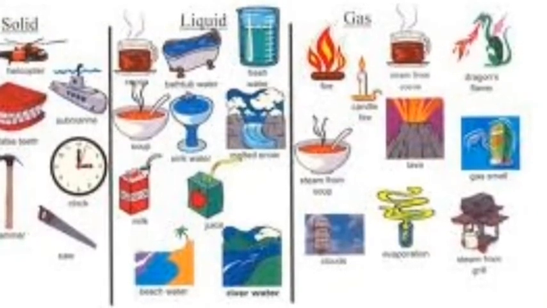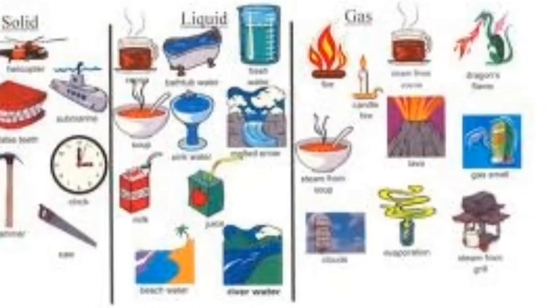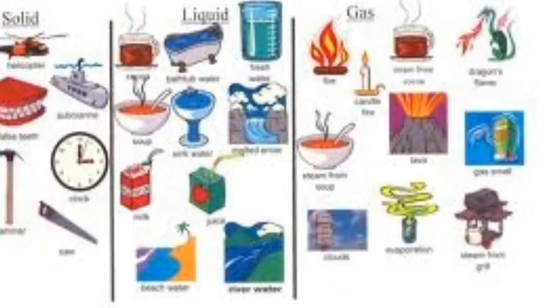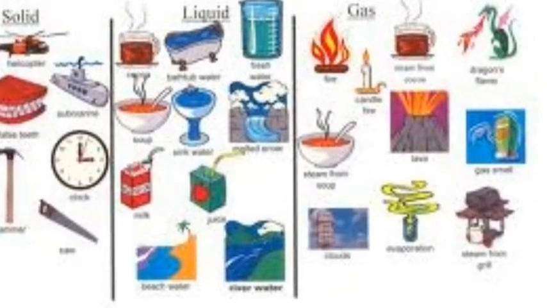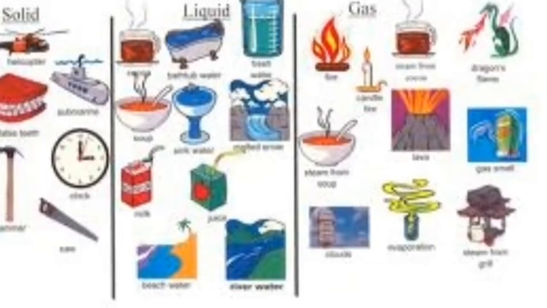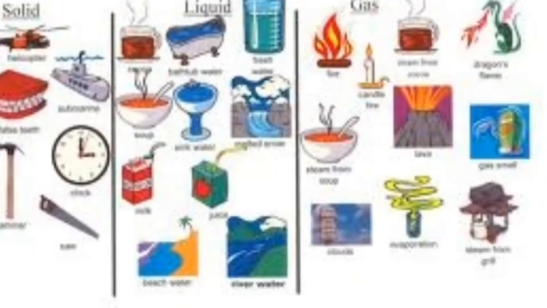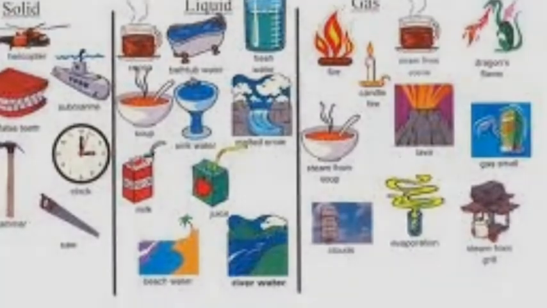For solids, an example is like clocks and submarines and hammers. And for liquids, it's like a bathtub or water or coffee. A solid is something that is hard, you can hold. Well, actually, you can hold anything that's a solid and a liquid and not a gas.